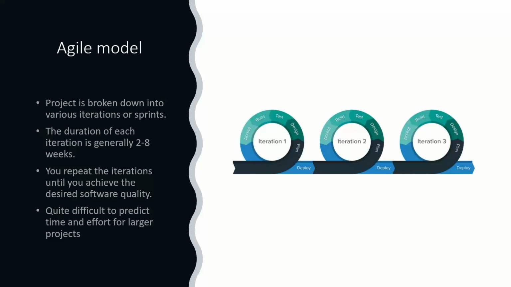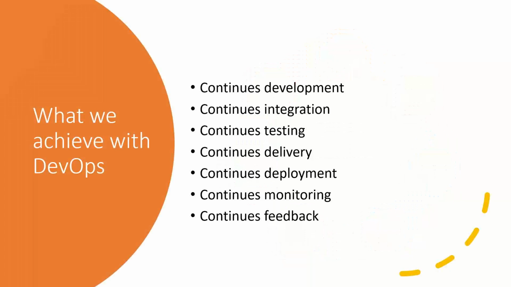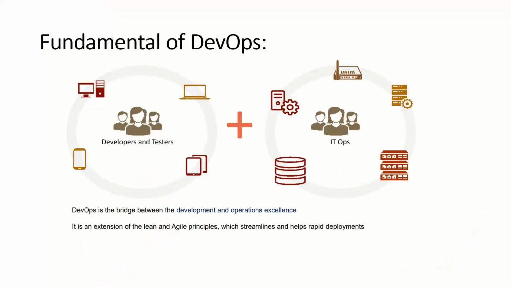Here in the agile model as well. So with DevOps, what we are going to achieve mainly is that everything is continuous, round and round and round. There is no break. That is what we are going to achieve with DevOps. Everything is continuous. Continuous testing, continuous monitoring, continuous integration, continuous development, continuous operations. We are going to achieve all of this with DevOps.